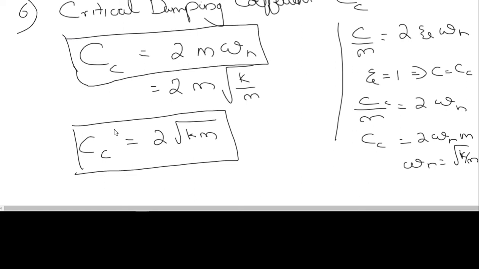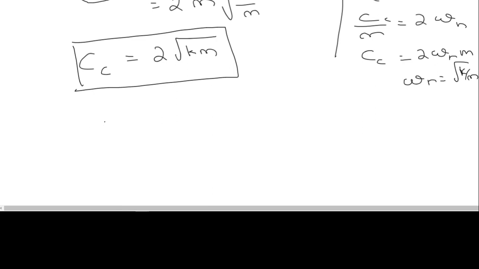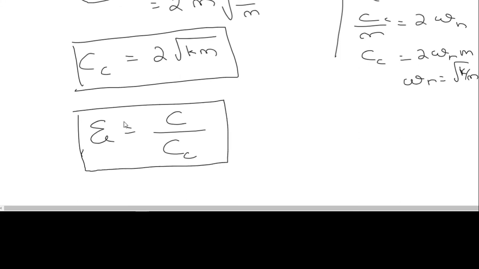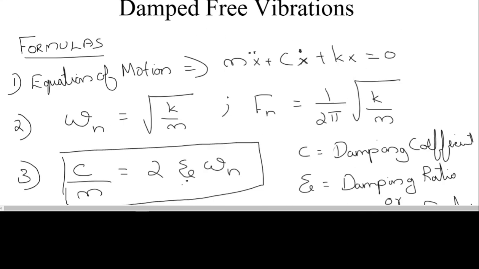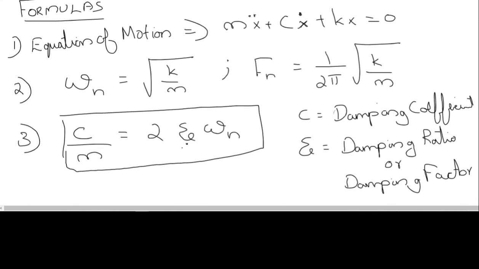Another thing is the damping ratio epsilon can be found out by the ratio of C over Cc. So these are all the equations you require for solving damped vibration problems.